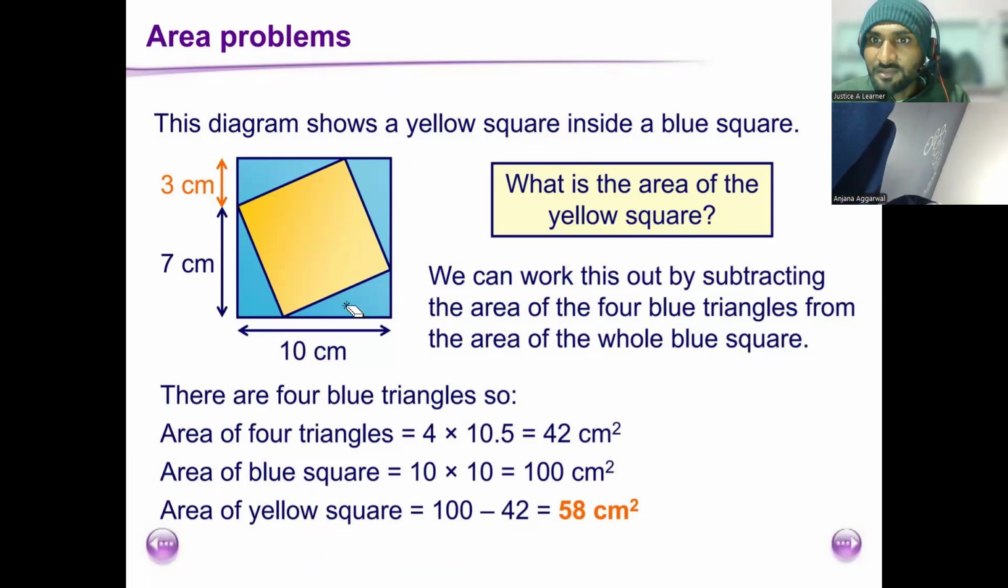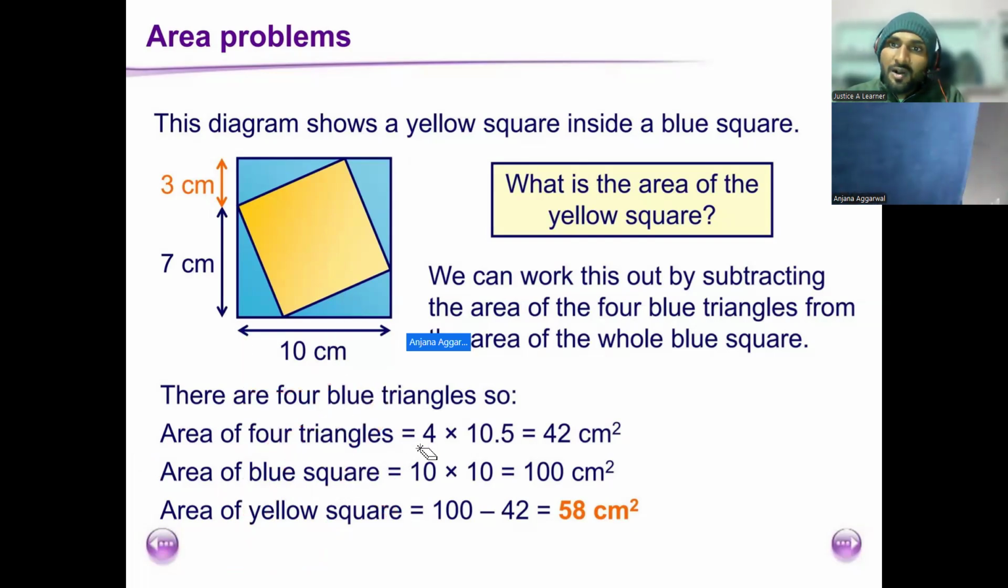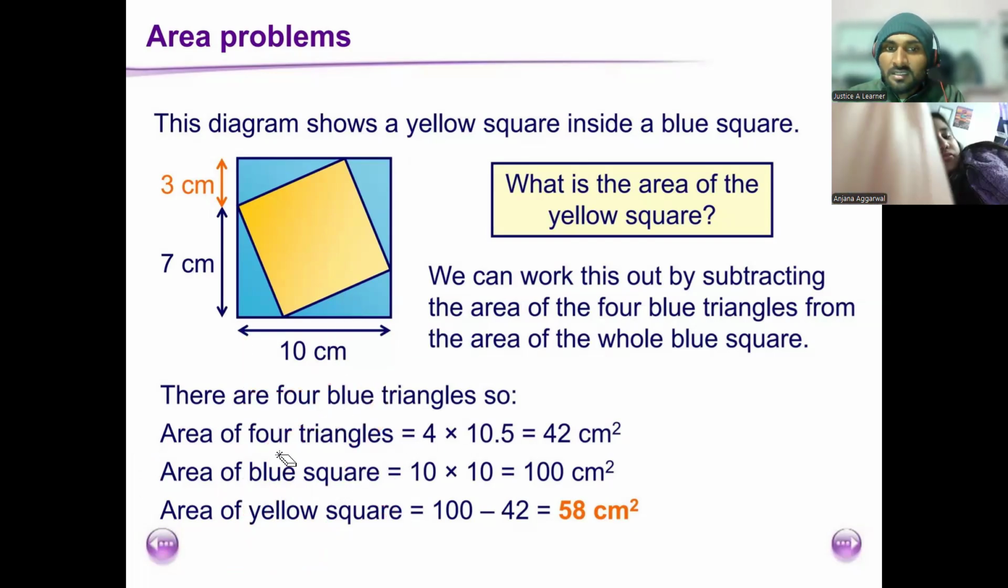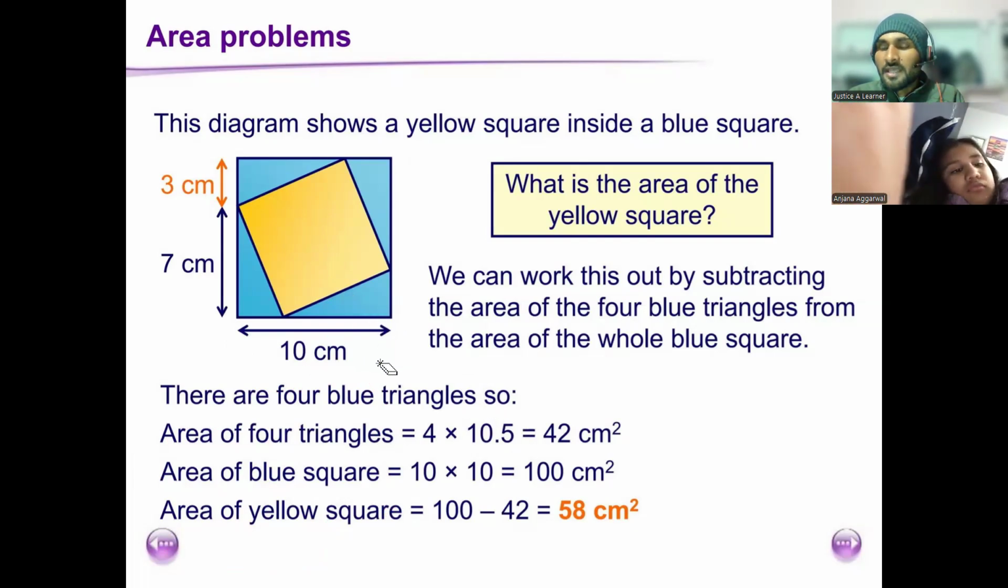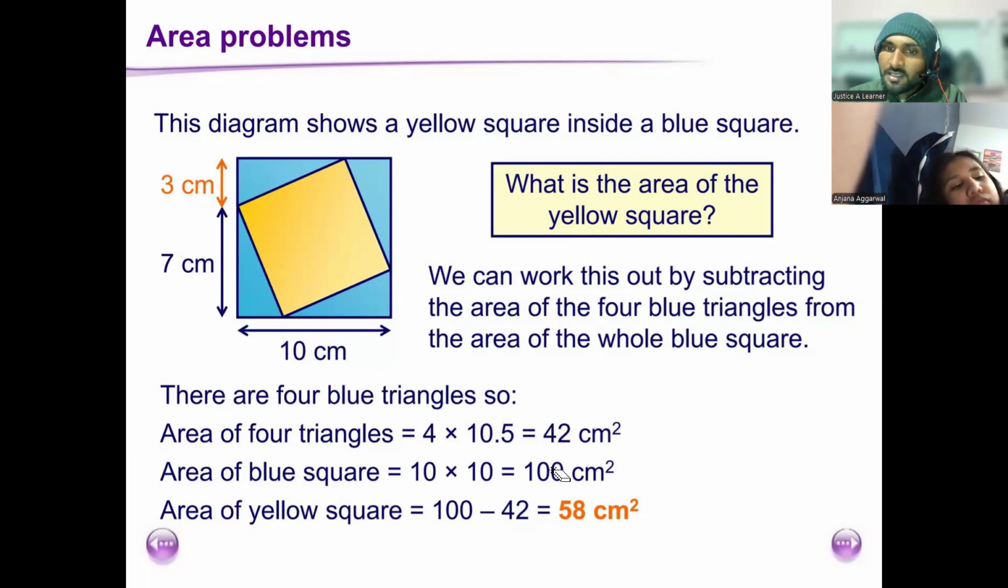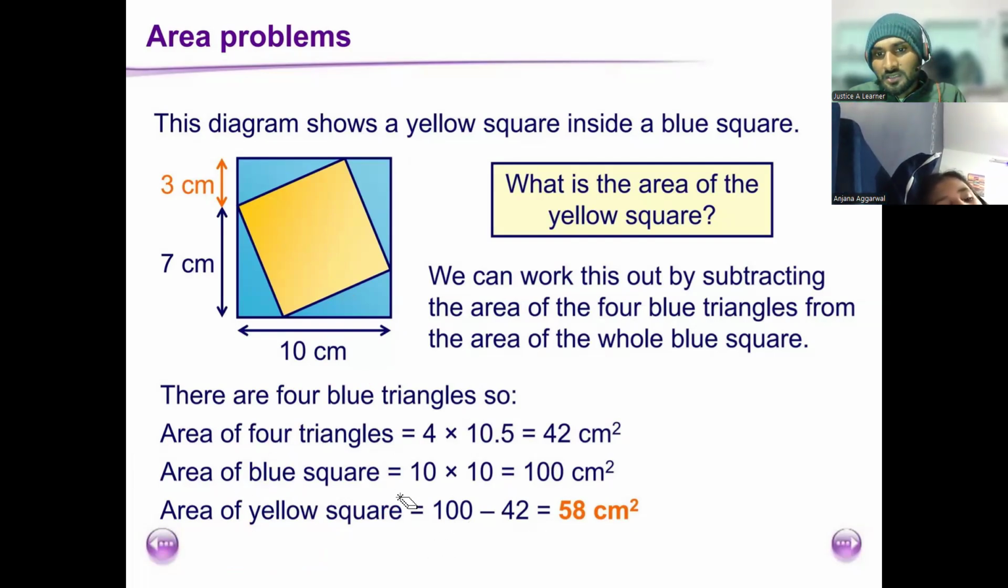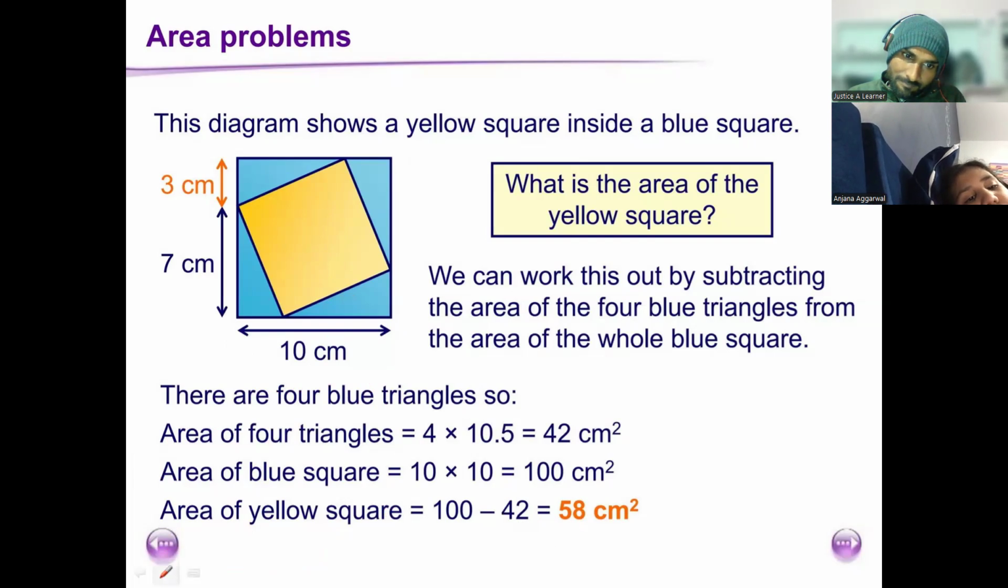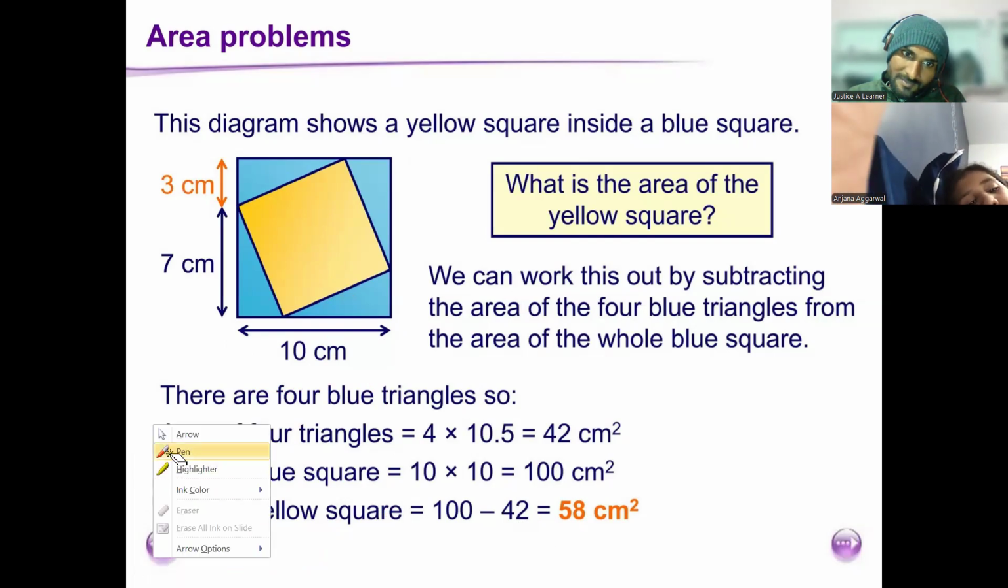Are you getting that? Yes, that's how we have done. So we have found firstly the area of four triangles, the outer external part, and then we found the area of the blue square, that is 100, and then we have subtracted. So the remaining area is 58 centimeters squared. Did you get this now? Kind of, yeah.